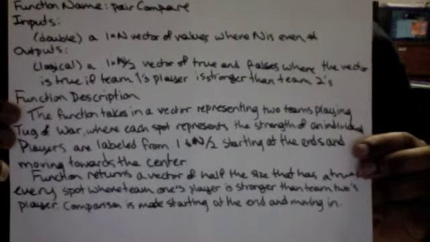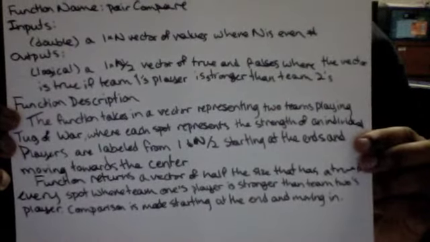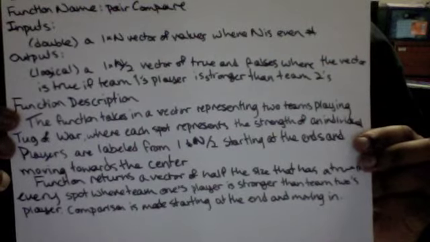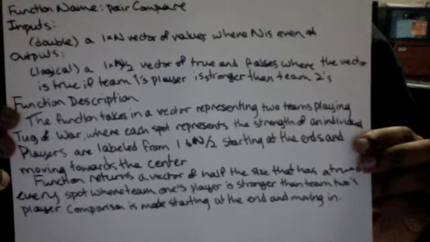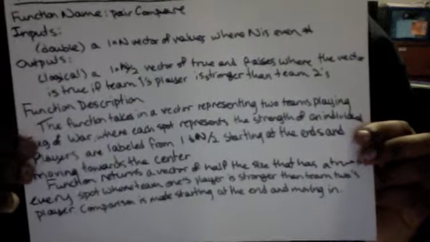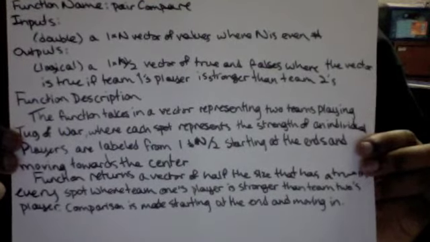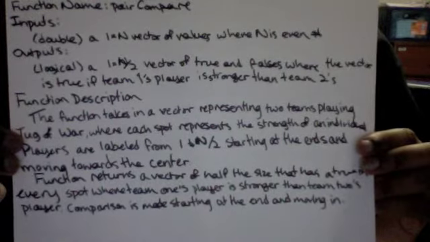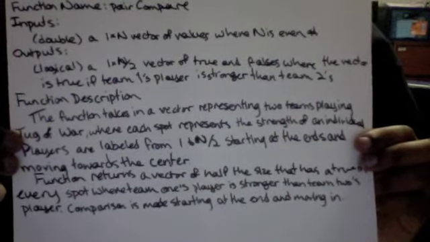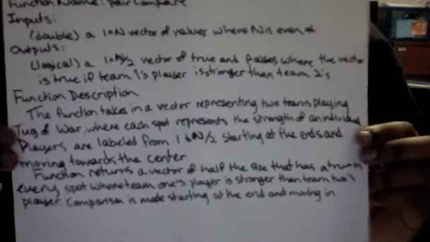So in homework 2, problem 6, called tug of war, the function name is pairCompare. We want a 1 by n vector of values where n is guaranteed to be an even number. In the output, we want a logical value this time, a 1 by n over 2 vector of trues and falses where the vector is true if team 1's players are stronger than team 2's.